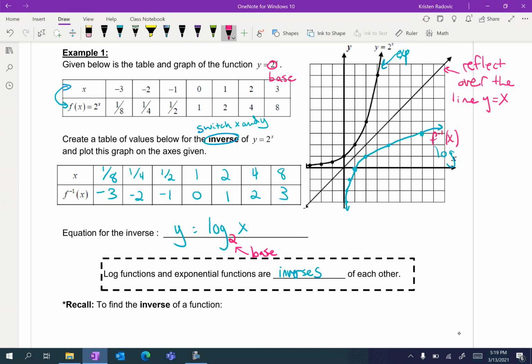Now, please be careful of how you write it. If you write it like log 2x, that is not correct because this is a big 2. These two equations are not the same thing. So the size is important here. And the way we're going to say it is log base 2 of x.